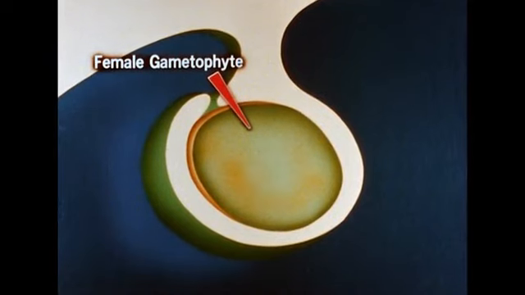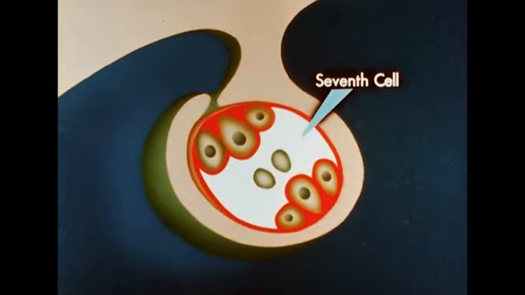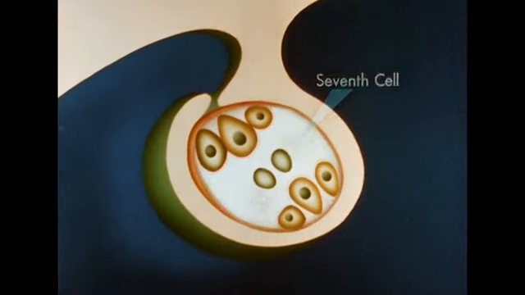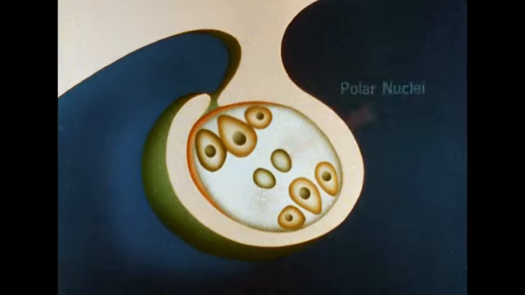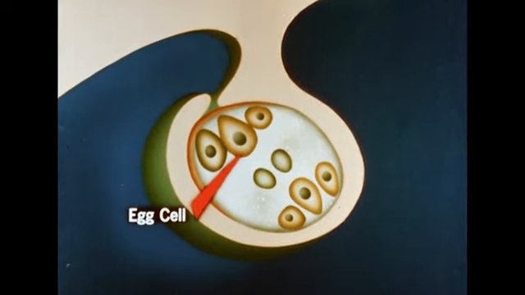Inside the mature embryo sac are a number of cells. 1, 2, 3 cells are at one end of the embryo sac, and 3 more are at the pore end. The 7th cell separates the two groups and contains 2 nuclei. These nuclei of the 7th cell are called the polar nuclei. One of the cells at the pore end is the egg cell.